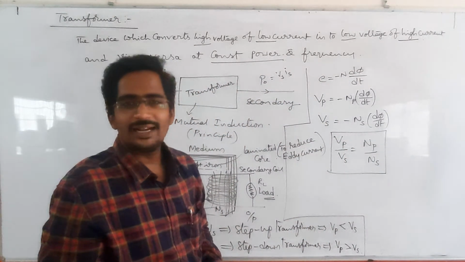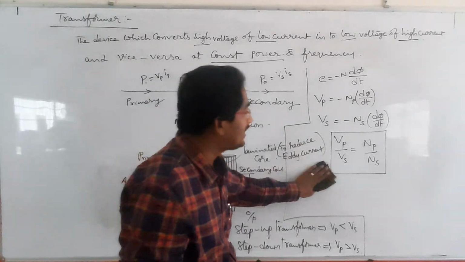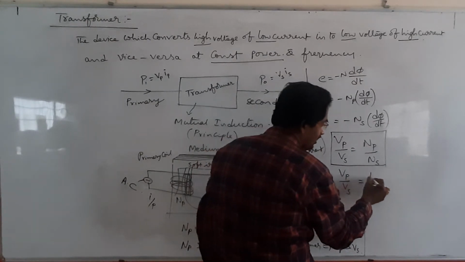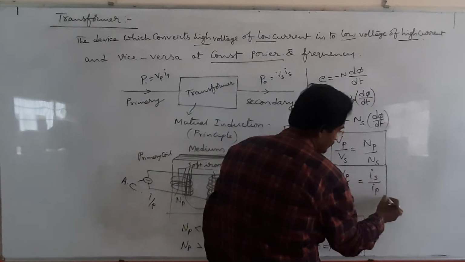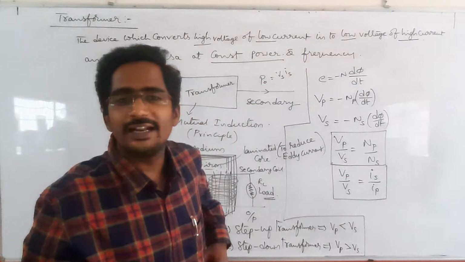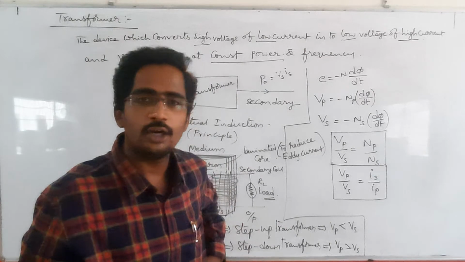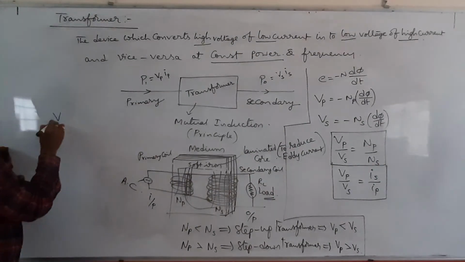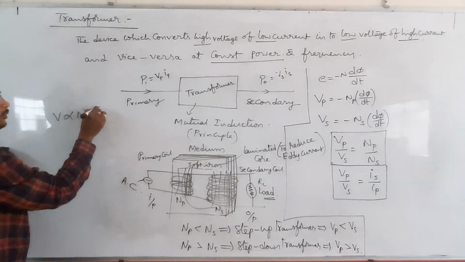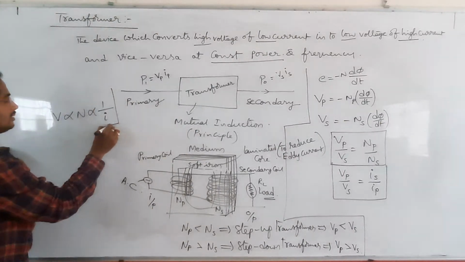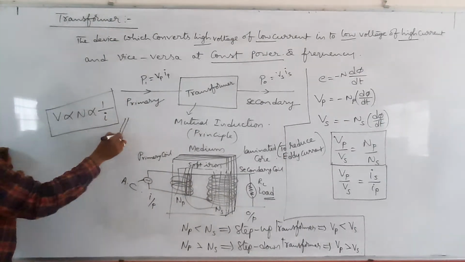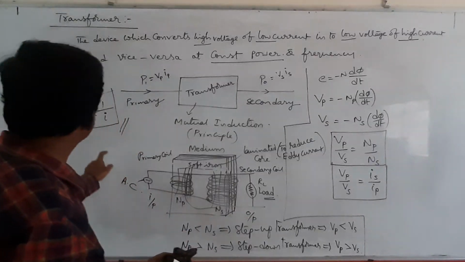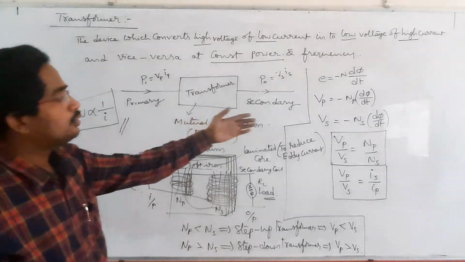So how is the potential related to the number of turns? Directly. And how can you correlate Vp by Vs with current? It is Is by Ip, because V is inversely proportional to I. Such that finally the result among V and I: V is directly proportional to N and inversely proportional to I. Do remember this relation, a very important relation. Total problems of transformer we can solve with this relation. So do remember it well.